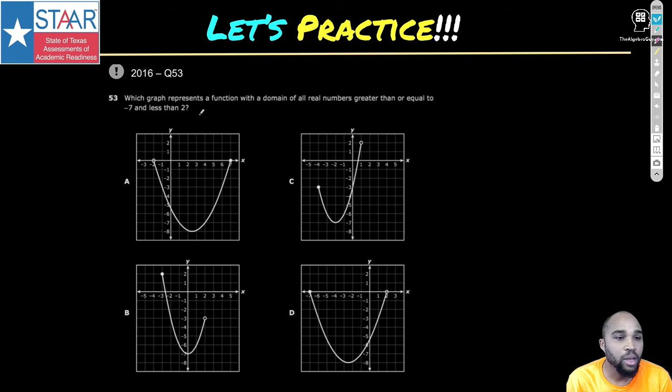All right, so let's look at this problem where it says the graph represents a function with a domain of all real numbers greater than or equal to negative 7 and less than 2. Greater than negative 7, here's negative 7, greater than or equal to -7 and less than 2. So which one's greater than -7? So I'm looking for -7 first for my x value. So I'm just looking for this line.